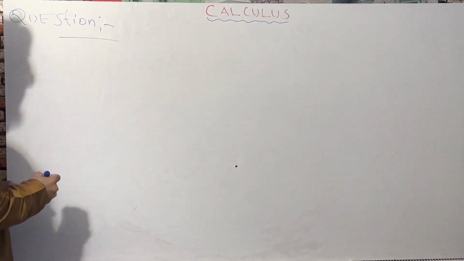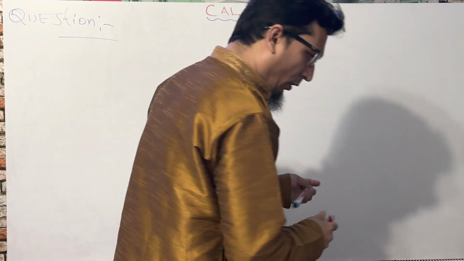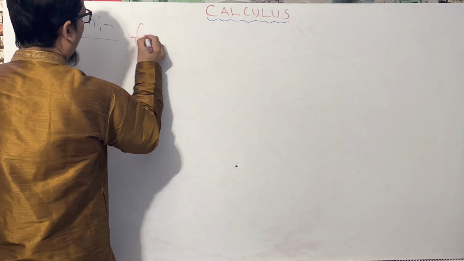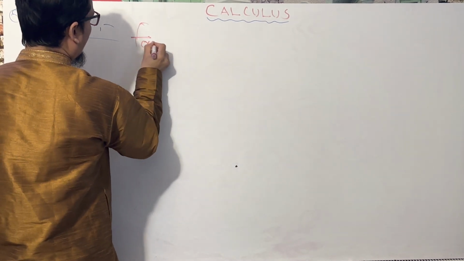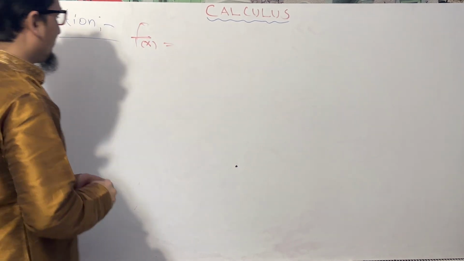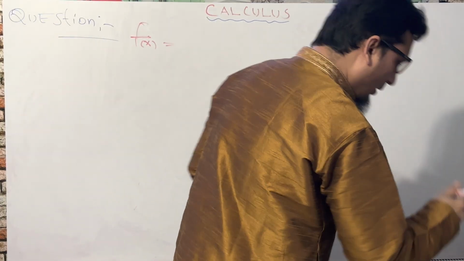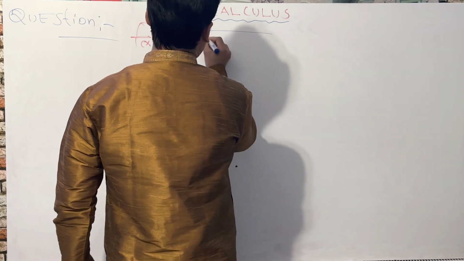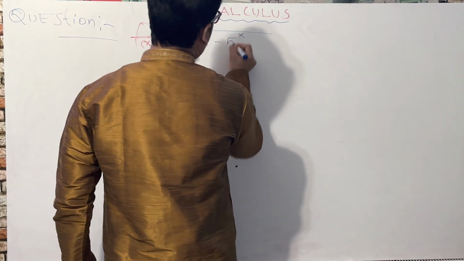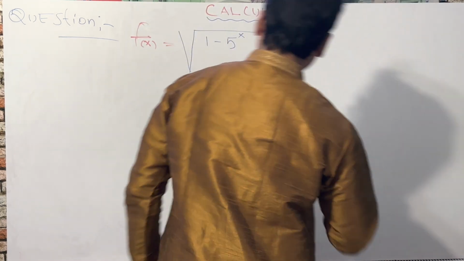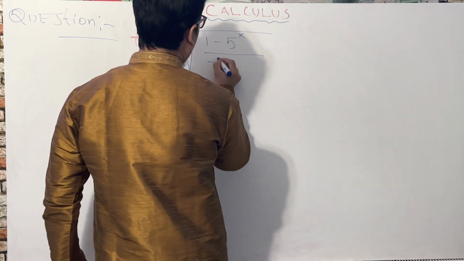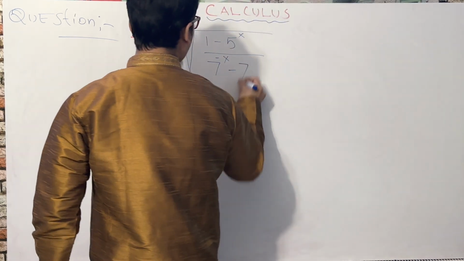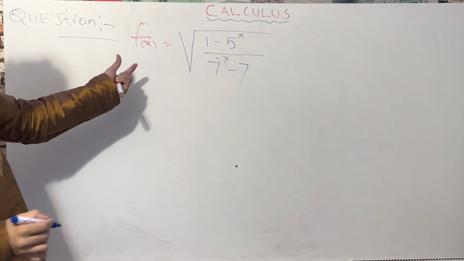The question is f(x) is equal to under root (1 minus 5 power x) divided by (7 power minus x minus 7). This is f(x). f(x) is given.